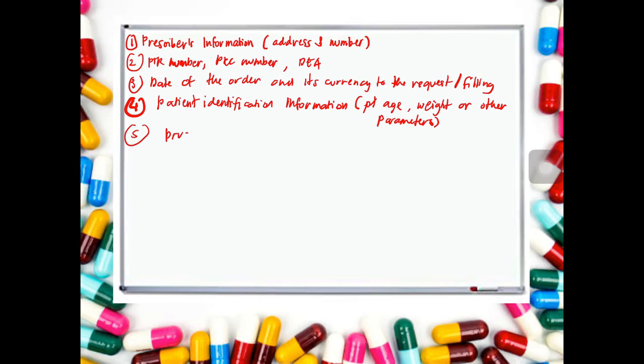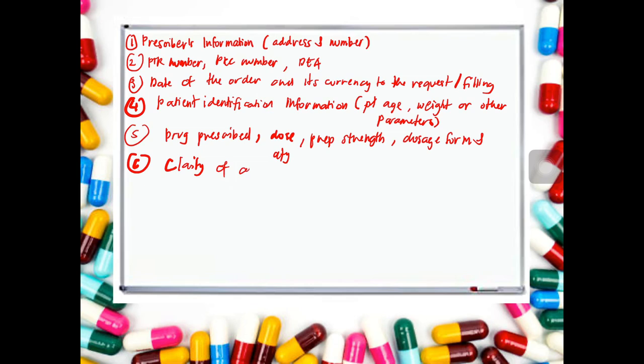5, drug prescribed, including dose, preparation strength, dosage form, and quantity. 6, clarity of any abbreviations, symbols, and or unit of measure.